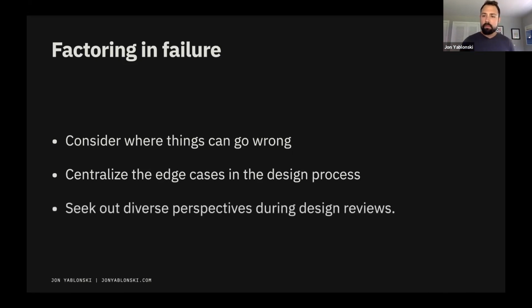And lastly, we can seek out diverse perspectives during design reviews. So the more diverse perspective up front while we're looking at the review and evaluating its effectiveness, the more likely that we're creating resilient design solutions.